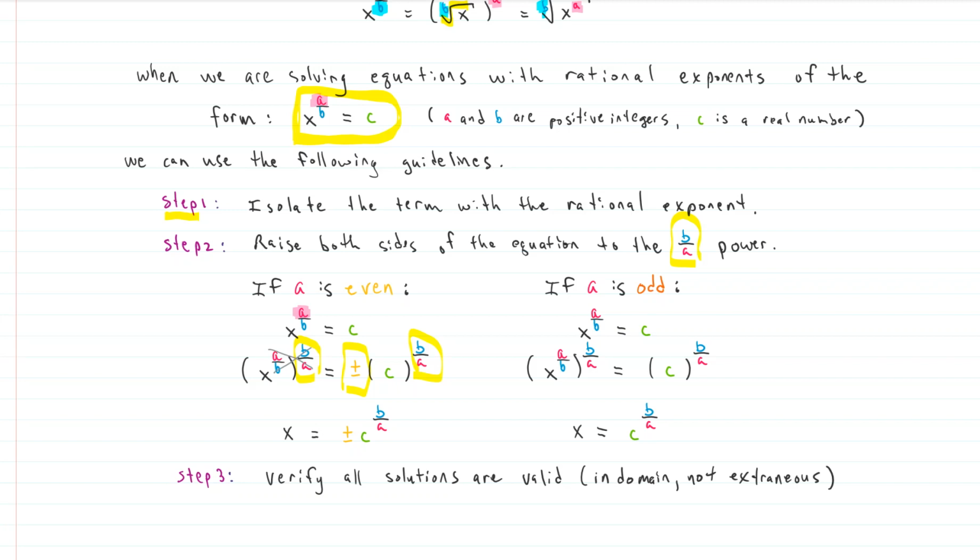It gives us x equals plus or minus c raised to the b over a. If a is odd, then we follow the same process, but we don't have the plus or minus, because there's just one answer if we have an odd indexed radical. So the answer would just be x equals c raised to the b over a, rather than plus or minus c raised to the b over a.